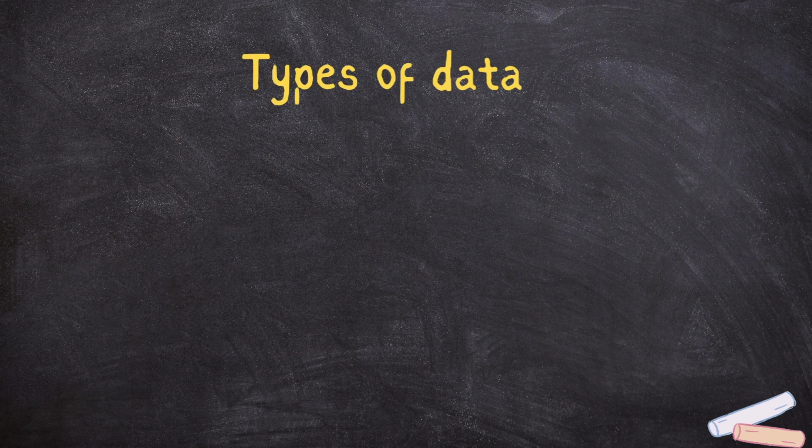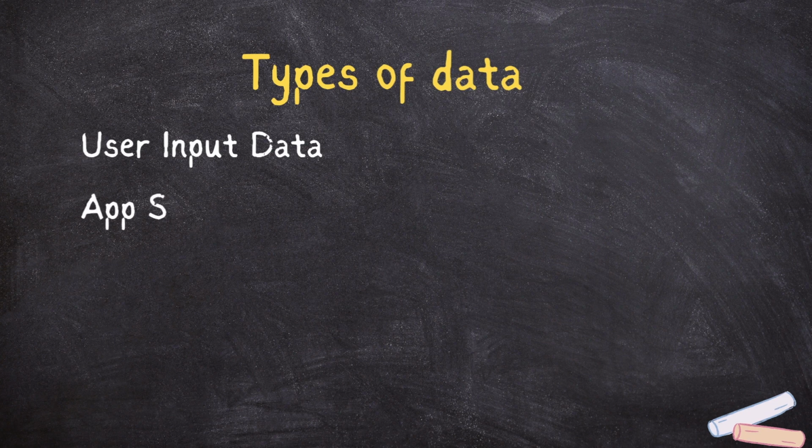When the user interacts with an app, they provide input such as filling out forms, selecting options, or entering text. This input data is essential for the app to understand user intentions and respond accordingly. This type of data is called user input data. Apps often have a state, which is the current condition or configuration of the app. This state is determined by various factors, including user interactions, system events, or external data. Saving and managing this state is crucial for a seamless user experience. This type of data is called app state data.